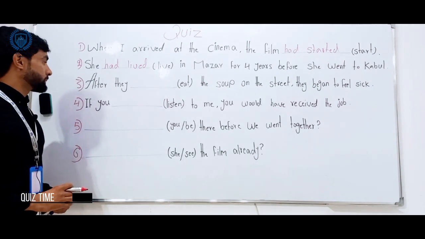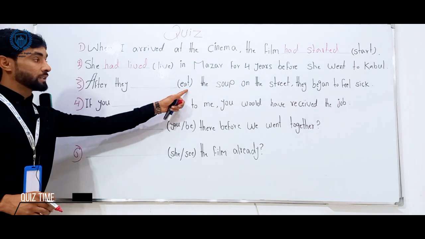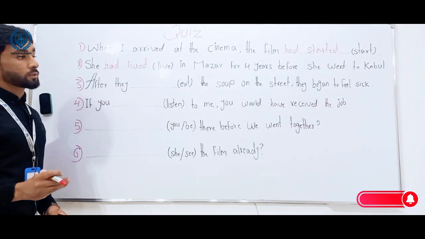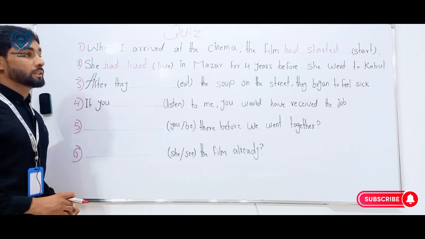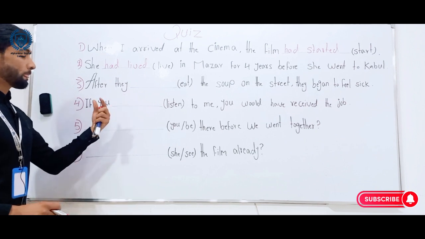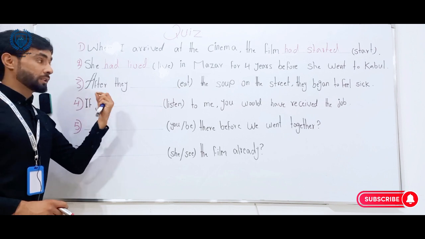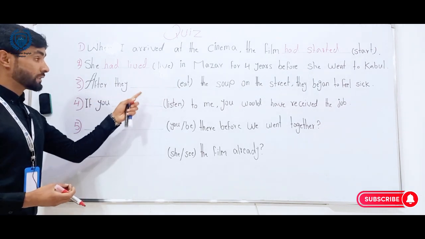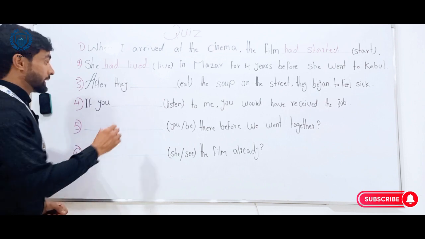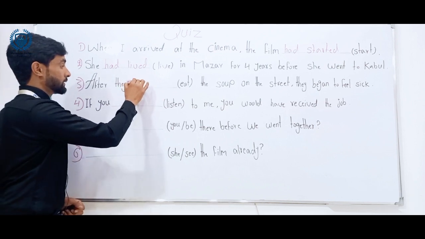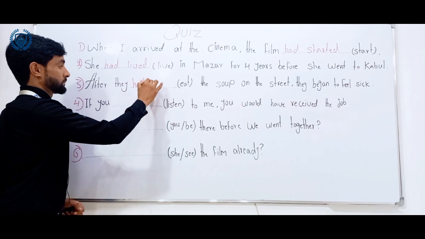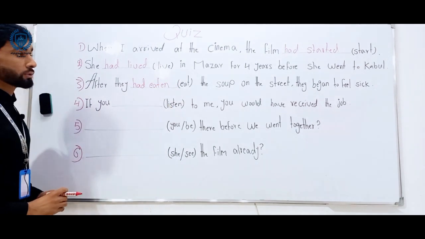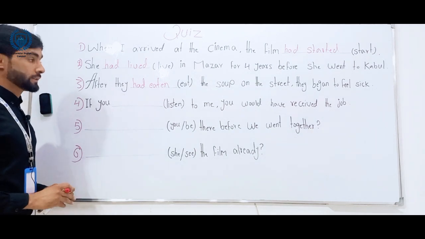Third sentence. After they, the verb is eat. After they eat the soup on the street, they begin to feel sick. This one should be, first they ate the food, second they begin to feel sick. So the first sentence should be past perfect. After they had eaten the soup on the street, they begin to feel sick.